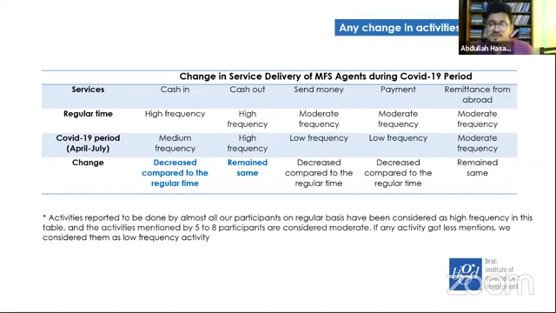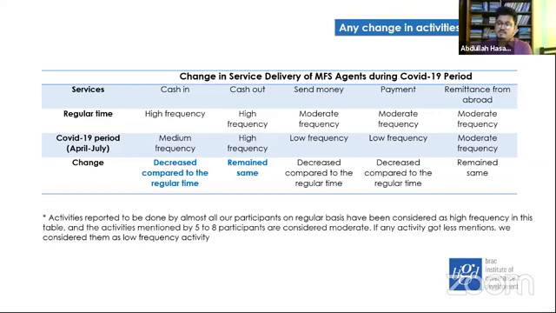We tried to document their roles in the service provision and compared their frequency during regular time and the COVID period in a tabular format. Activities reported to be done by almost all our participants on a regular basis have been considered high frequency in this table, and the activities mentioned by 5 to 8 participants are considered moderate. If any activities got fewer mentions, we consider them low frequency activities for the agents.